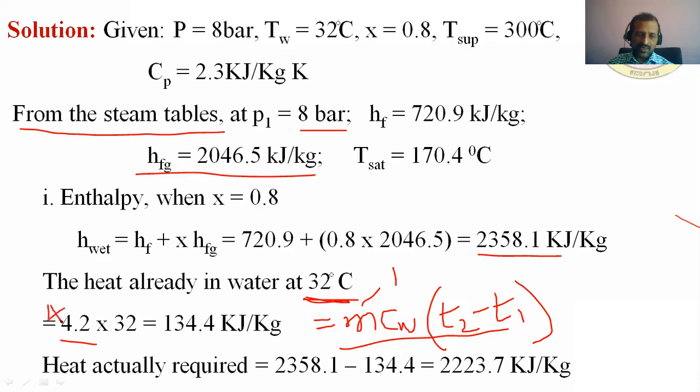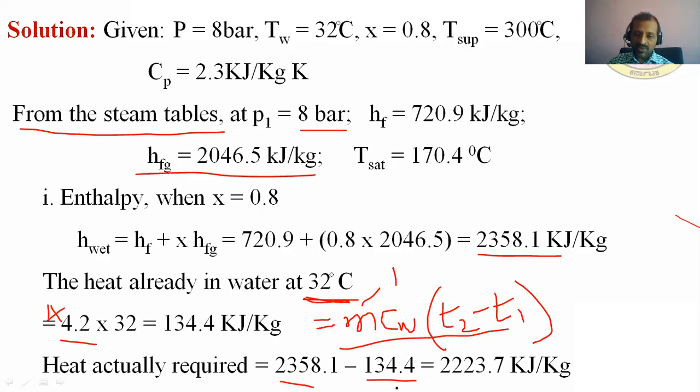So here he has not used 1 because it is understood that this is 1. There, 1 is there. 4.2 is what? It is CW. 32 is what? T2 minus T1 value is 32. So substituting, you will get 134.4 kilojoules per kg. So heat actually required, so 2358.1, subtract this 134.4.